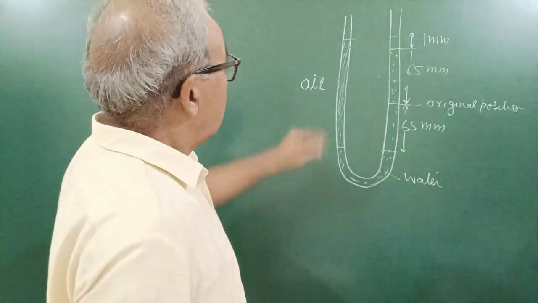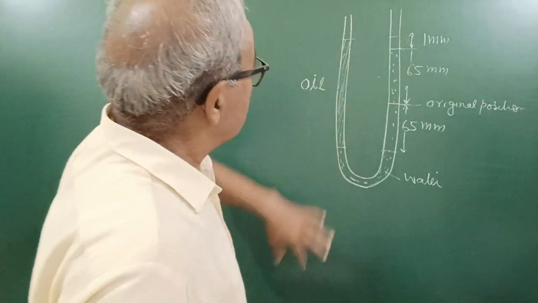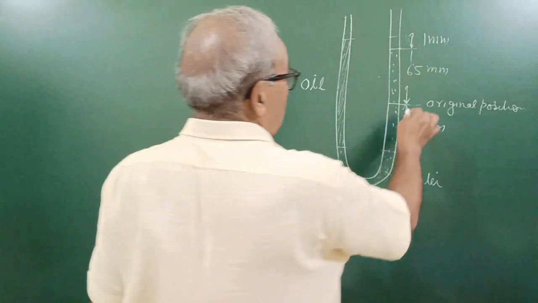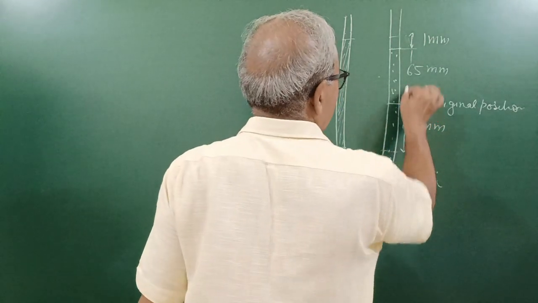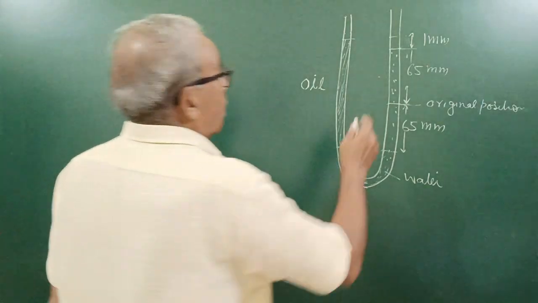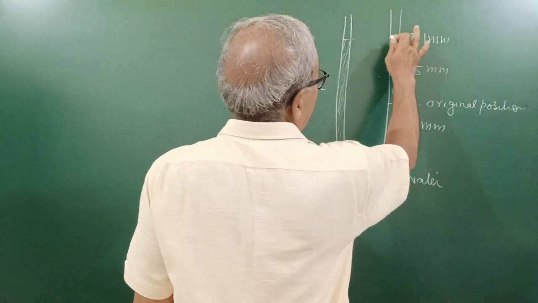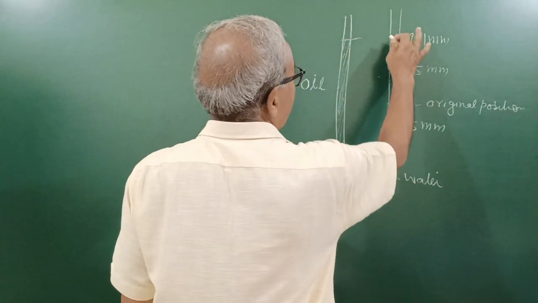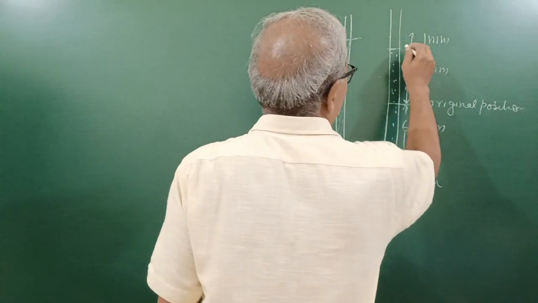oil. Now oil is poured in the U-tube till the water rises 65 millimeter above its original position, and the level of the liquid remains 1 meter above the free surface of water.